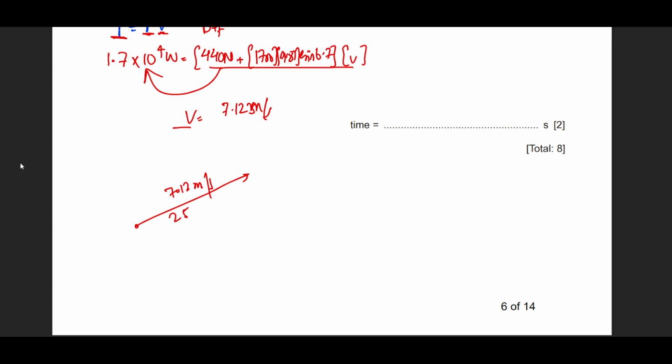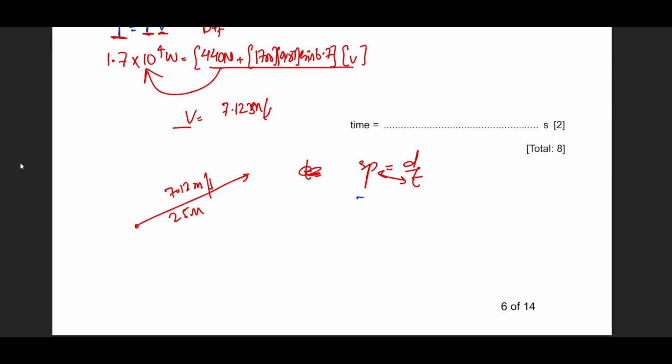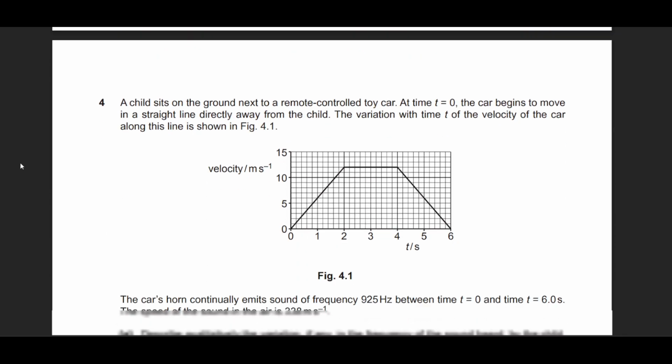The distance of the path was 25 meters, so finding time is not a problem anymore. We have the formula, speed is equal to distance over time. Let's swap the position of speed and time to see what the final answer is going to look like. So 7.12 equals distance, that is 25, divided by t. So t comes out as 3.5 seconds. So your answer for the journey was 3.5 seconds.